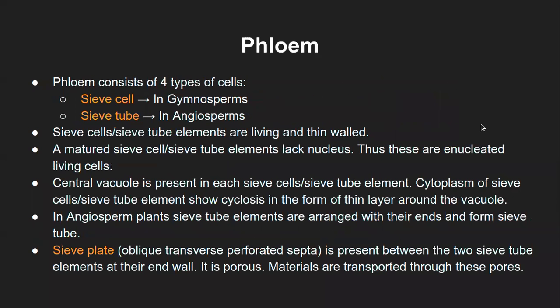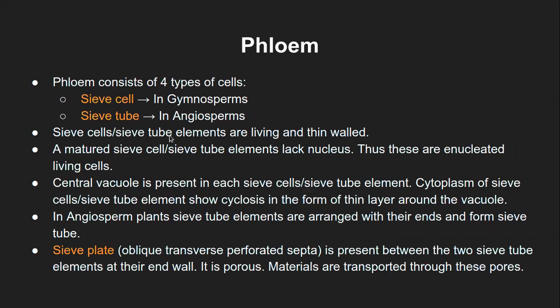Now, looking at certain characteristics of phloem tissue in general. Now, phloem consists of 4 different types of cell. Actually, let me discard that statement because we will see those 4 different types of cells or tissue in the later part of the slide. So, just forget that.